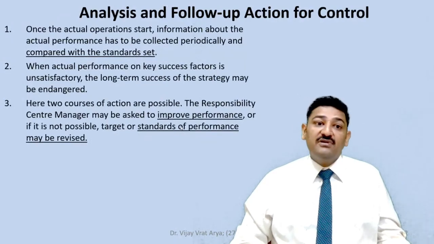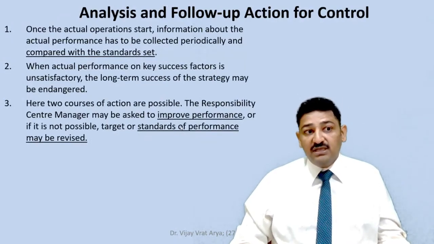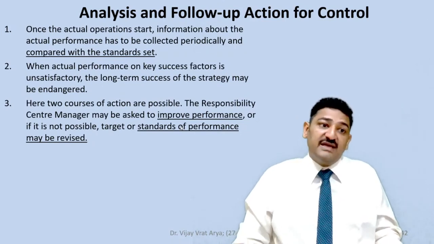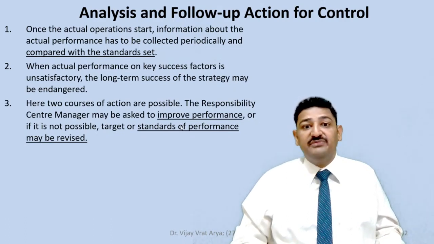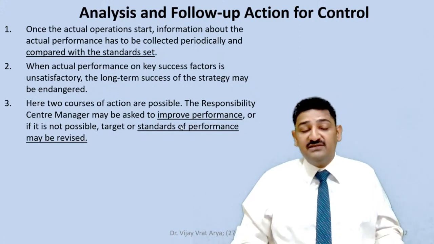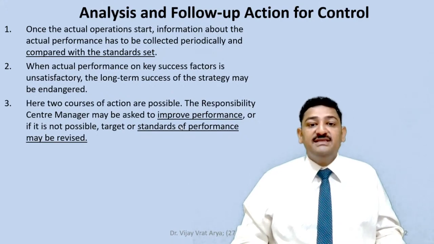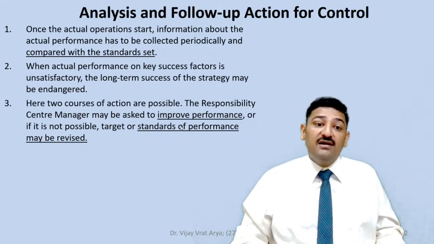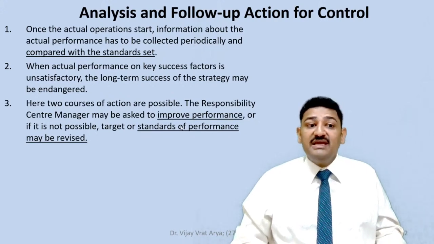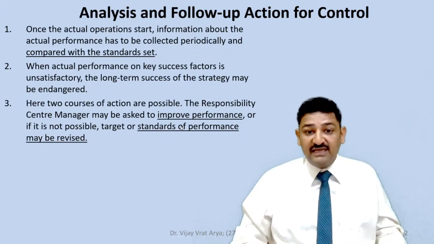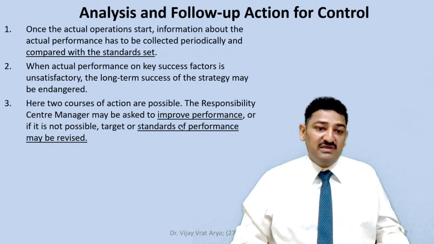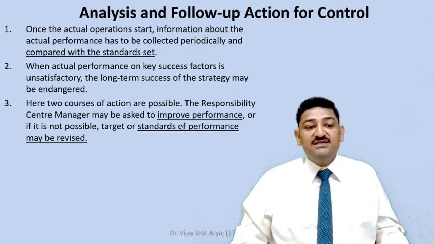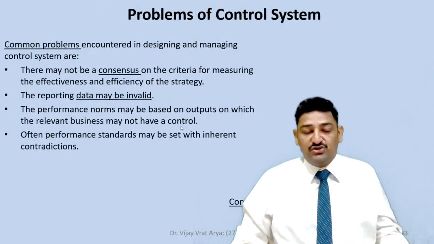And if we refer to the analysis and follow-up action of control, you will observe that once the actual operations start, information about the actual performance has to be collected periodically, and it needs to be compared with the standard set. When the actual performance on key success factors is unsatisfactory, the long-term success of the strategy may be endangered. Therefore, two courses of action are possible in that situation. The responsibility center manager may be asked to improve performance, or if that is not possible, the target or the standards of performance may be revised to address that issue.